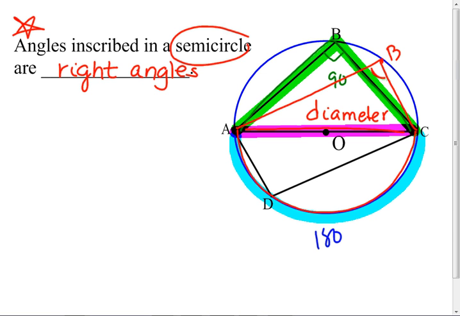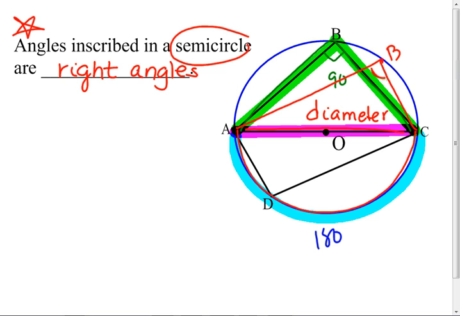Inscribed means to actually be writing with the vertex on the circle. Are we ready? Hey, TJ, do you know this? No, you don't. You ready? Cole, question?